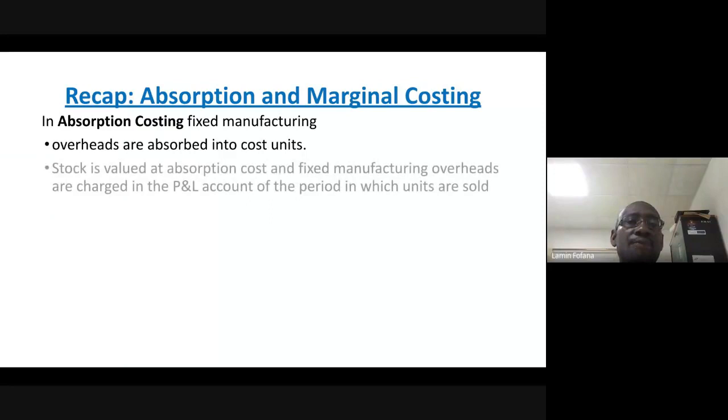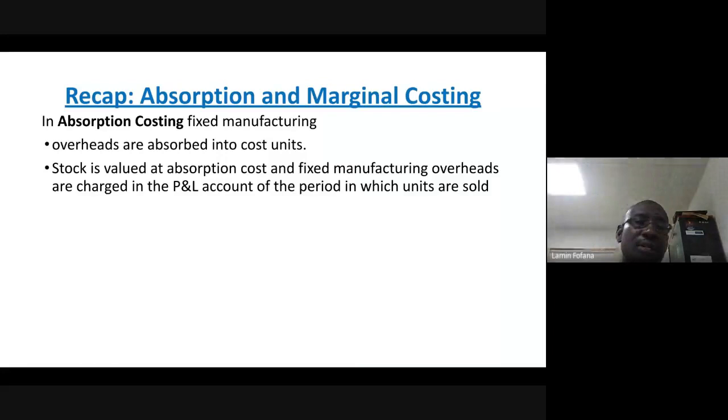In absorption costing, fixed manufacturing overheads are absorbed into cost units. Unlike the marginal costing technique, where overheads are not absorbed into cost units. Stock is valued at absorption cost, and the fixed manufacturing overheads are charged in the P&L of the period in which the units are sold. So in absorption costing, all stocks, the stocks that are left in the closing stock, are valued using the absorption costing technique.